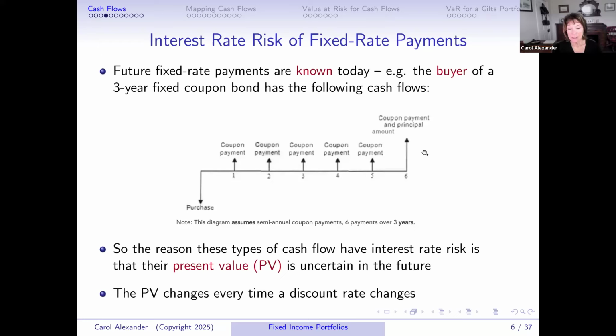So the reason for these types of cash flows having interest rate risk is that we look at the present value, and for the present value we use a discount curve as we see it today. And so we have to have discount rates of these 6 months, 1 year, 1.5 year, and so on. And so that's a whole curve of discount rates. And every time this curve changes, the present value changes. Even if just one of the discount rates changes, the present value will change.